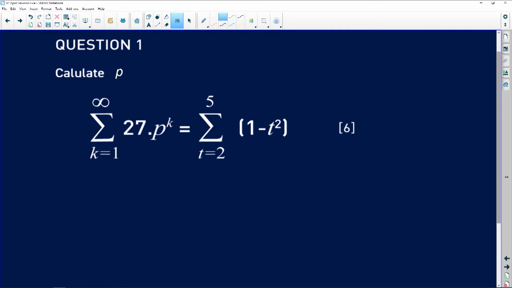So the question reads as follows: calculate P if we've got the sum of 27 times P to the power K equal to the sum of 1 minus T squared from T equals 2 up to 5.